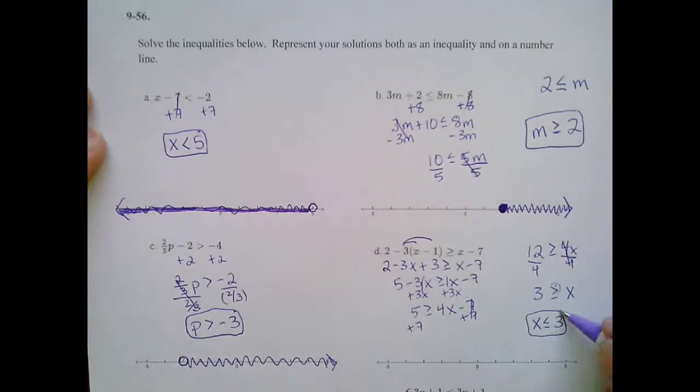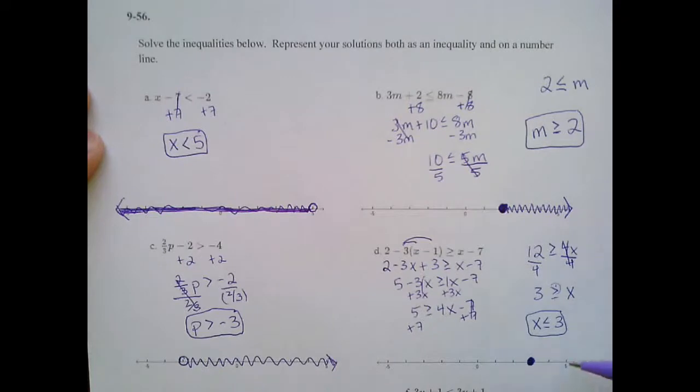So I know I have to start at 3, but is 3 included or not included? Well, since x is less than or equal to 3, it's included. It's going to be a solid circle. But where are the values that I'm talking about here, less than or equal to 3? Where are they, to the right or to the left?